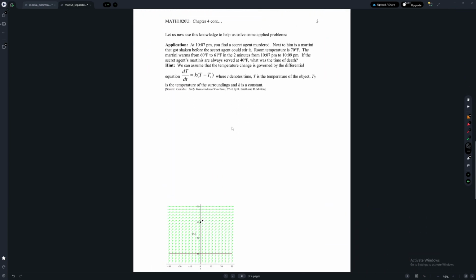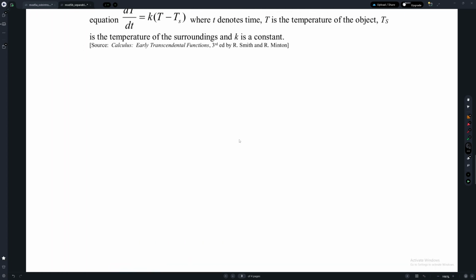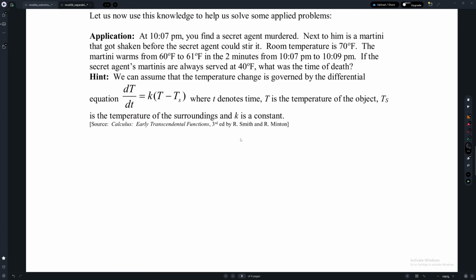This is an application problem. The best thing with application problems, if you guys go to physics, you always write your knowns and your unknowns. And so here, if you read this, we have at 10:07 p.m., some secret agent was dead. Was a martini shaken before this? You see, this is useless information. You can scratch it out. We can only get the important information.